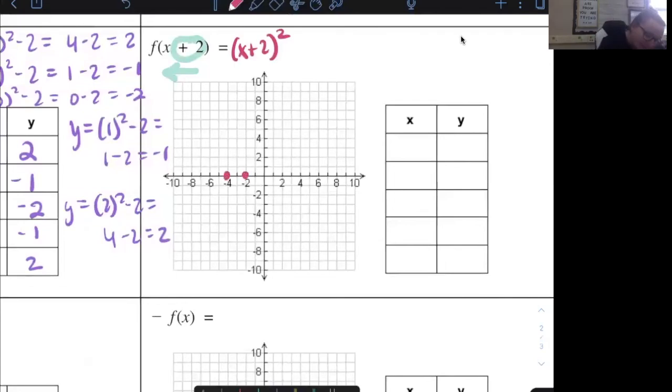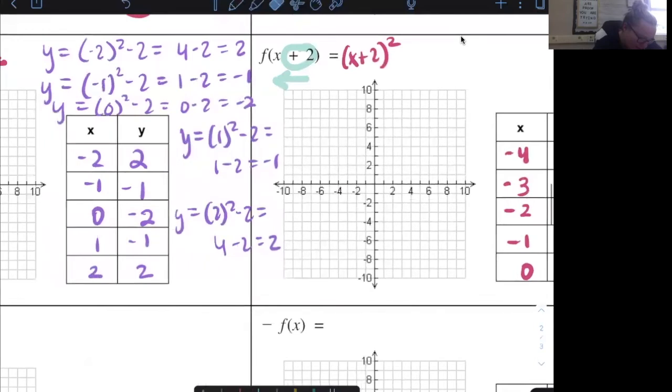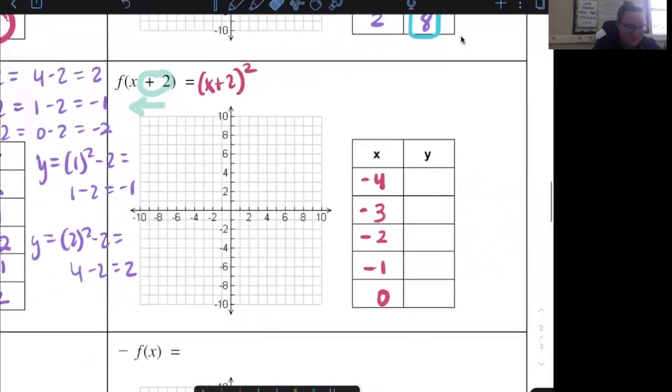So I'm actually going to start with negative 4 because that is 2 to the left of negative 2. So I'm going to start with negative 4. And then we're going to do negative 3, negative 2, negative 1, and 0. And we're going to plug those numbers in to get our y values to plot for this. So we're going to take y equals negative 4 plus 2 squared. So negative 4 plus 2 is negative 2. Negative 2 squared is 4.